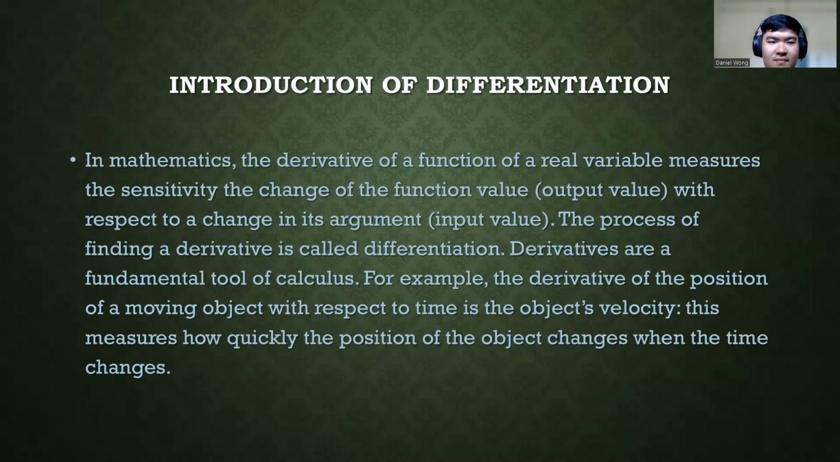Introduction of differentiation. In mathematics, the derivative of a function of a real variable measures the sensitivity of the change of the function value, the output value, with respect to a change in its argument, which is the input value. The process of finding a derivative is called differentiation. Derivatives are a fundamental tool of calculus. For example, the derivative of the position of a moving object with respect to time is the object's velocity. This measures how quickly the position of the object changes when the time changes.